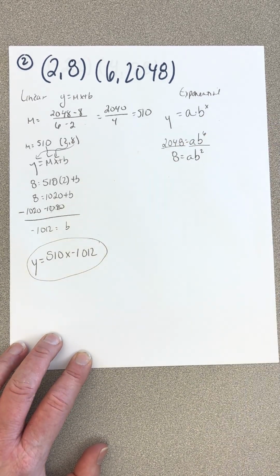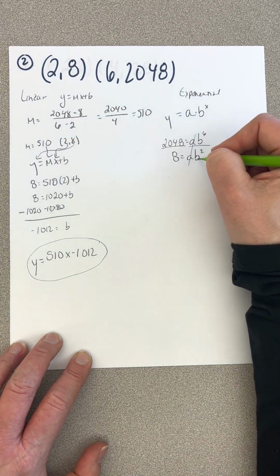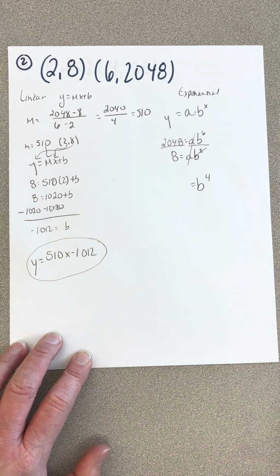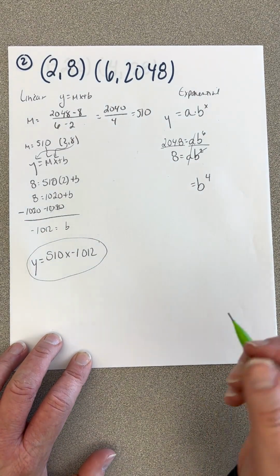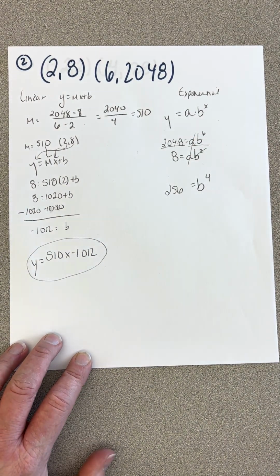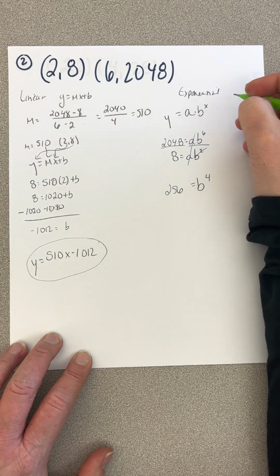Then we're going to divide both of these. What happens is the a's divide out. These two b's divide out with 2 on the top, leaving me with 4 on the top. And that's going to equal whatever 2048 divided by 8 is, which is 256. So then I have to figure out what I multiply by itself 4 times to get 256.